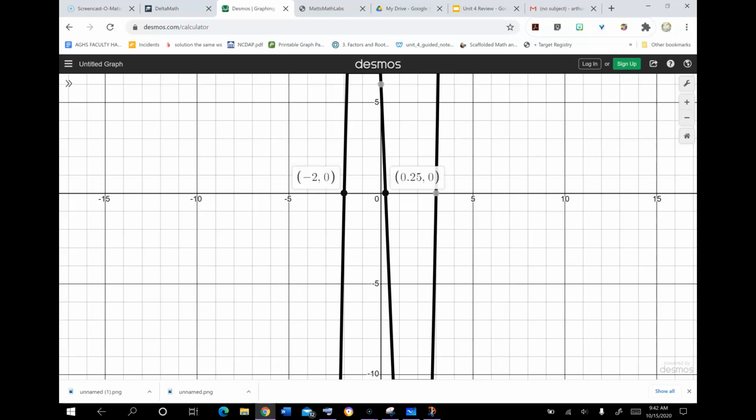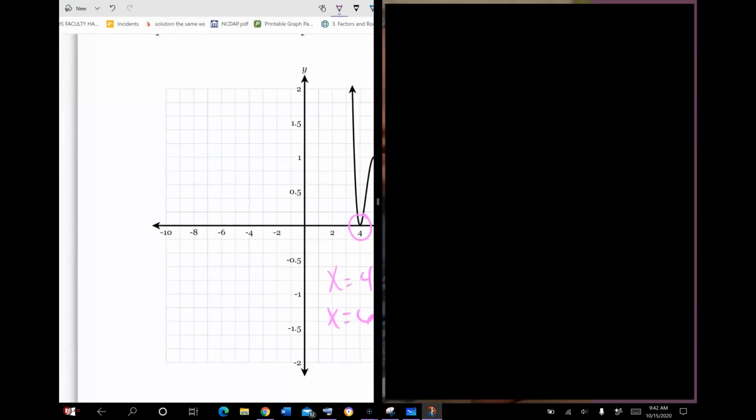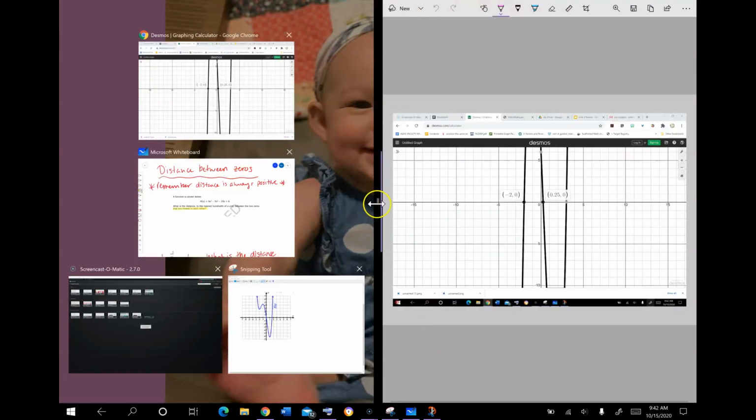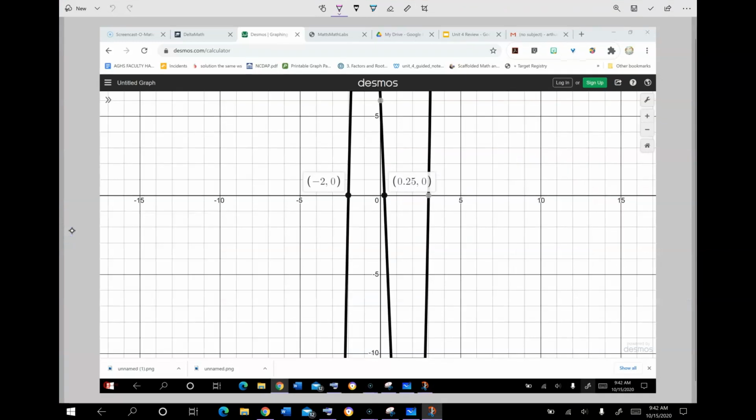I count the units. Okay, so let's take a screen snip so I can write on it. So I'm going to count. Oh, whoops, I didn't know I had one open still. All right, so let's count it.